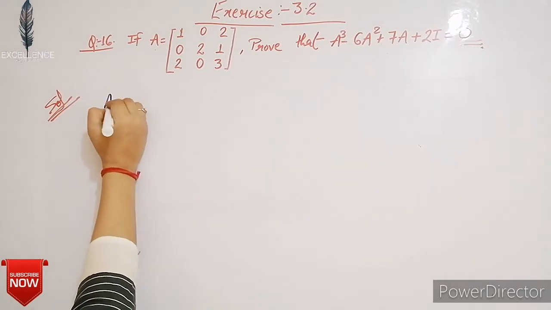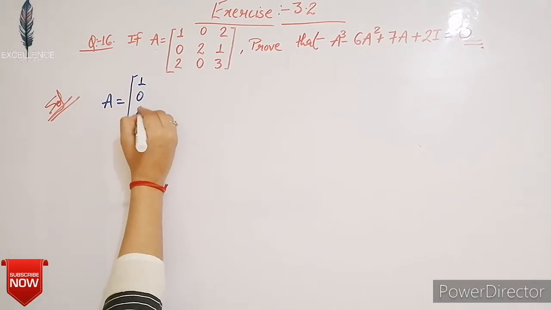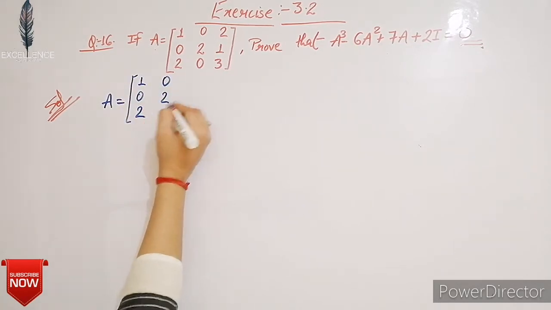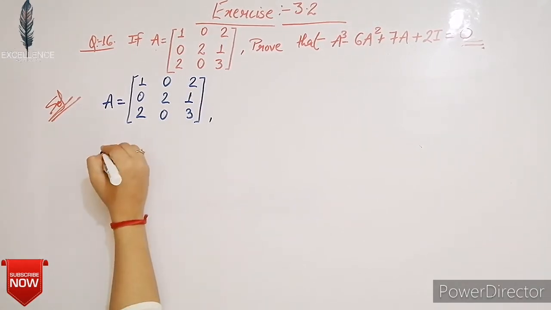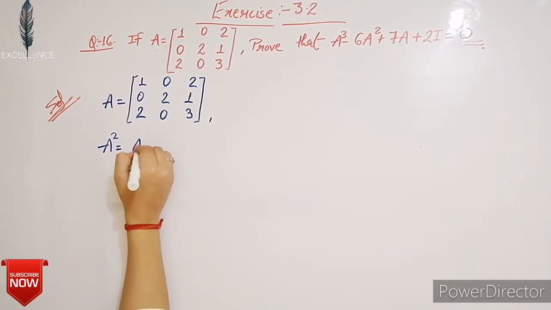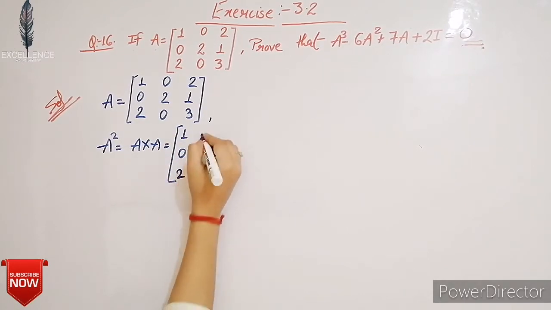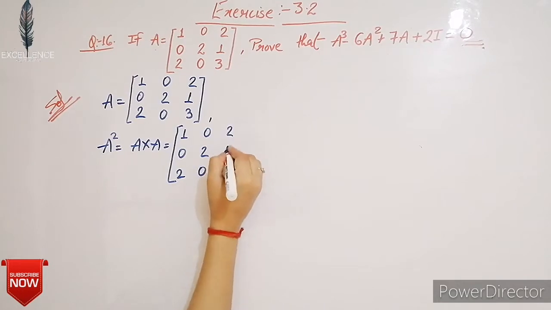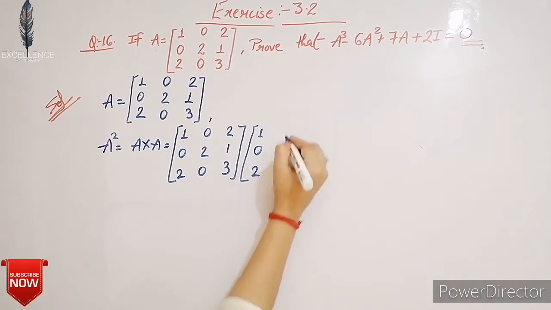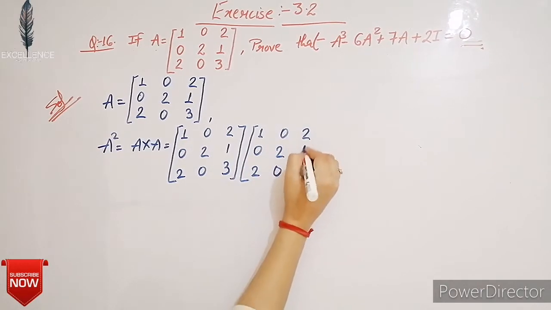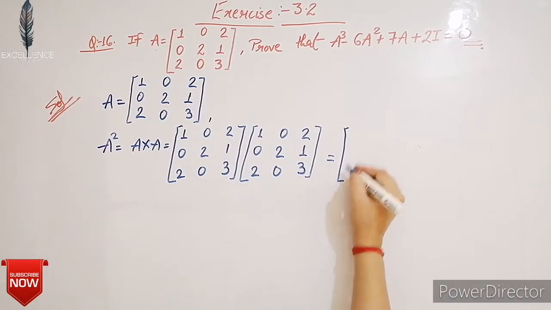First we have to find A square, and A is given as 1 0 2, 0 2 0, 2 1 3. So A square is equal to A into A, that is 1 0 2, 0 2 0, 2 1 3 into 1 0 2, 0 2 0, 2 1 3. On multiplying, we use the row by column process.